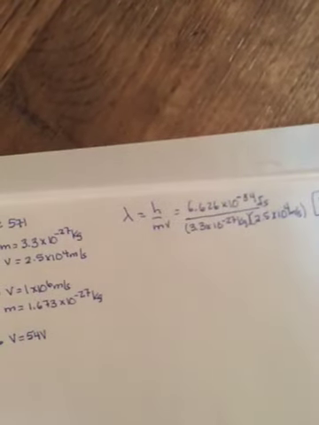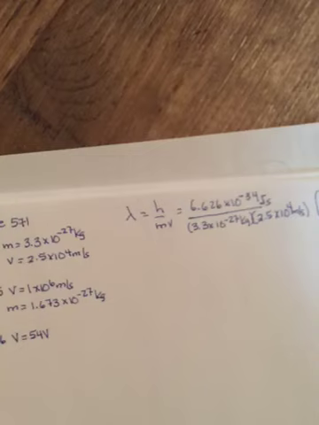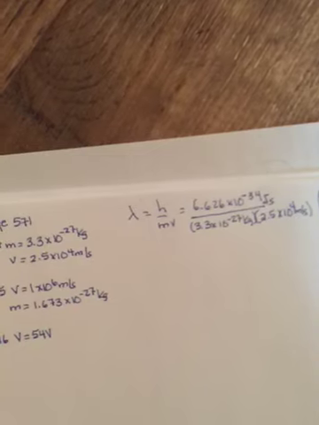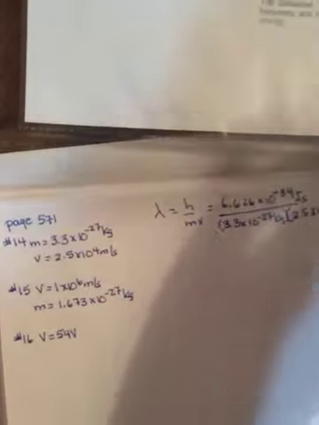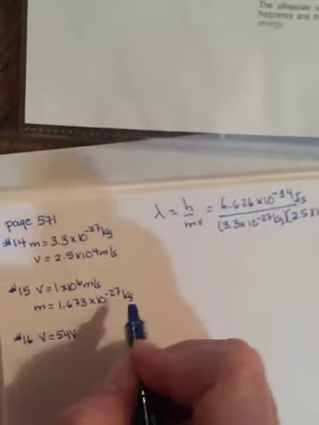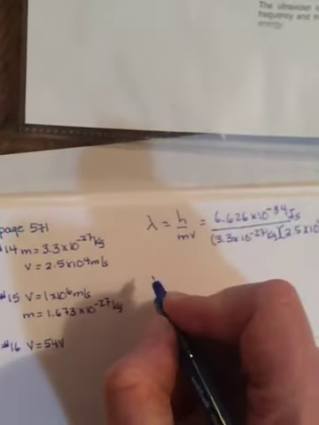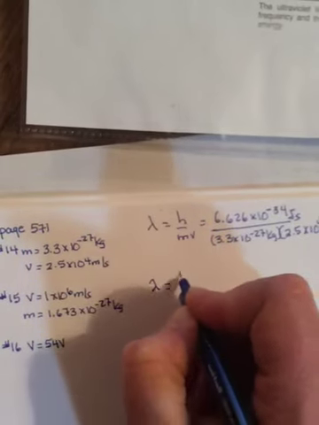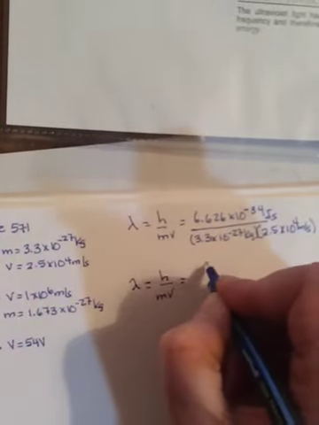Number 15. What is the de Broglie wavelength of a proton moving with a speed of 1 times 10 to the 6th meters per second? The mass of a proton is 1.67 to the negative 27. We've actually been using 1.673 to the negative 27, so I'm going to use that. If you used 1.67, no worries. Our decimal will just be a little bit different. But it's still lambda equals h over mv.